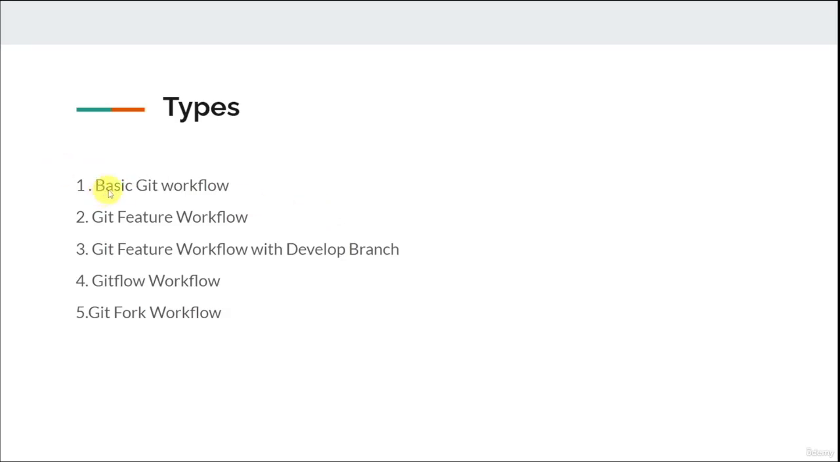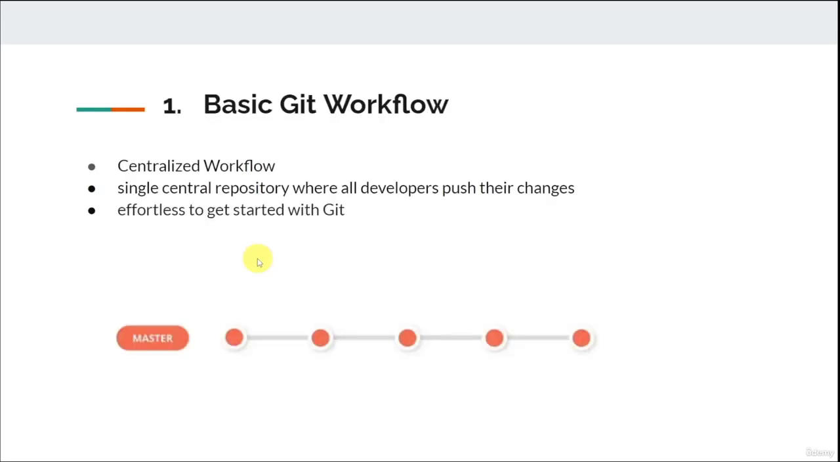So the first one is basic Git workflow. The second one is Git feature workflow. The third one is Git feature workflow with develop branch. The fourth one is Git flow workflow. And the fifth one is Git fork workflow. Actually, if we know these 3, it's fine. Most of the projects and most of the teams are going to use the third one. So let's dig in.